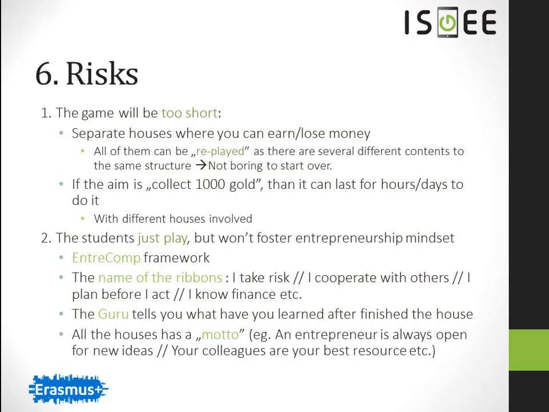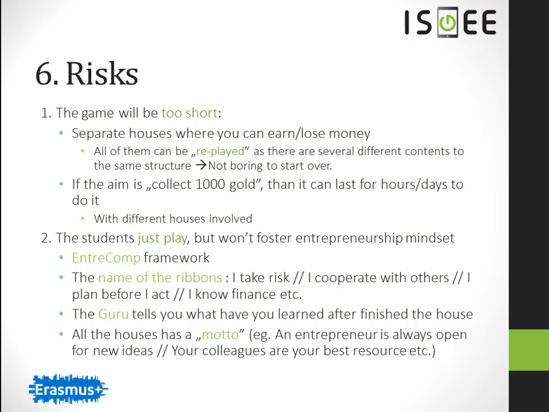There are 4 solutions that we can give to this risk. One is that we use the Entrepreneur framework, so it's really well-based on entrepreneurship. We also name the ribbons. It means that you receive feedback about how you change your mindset or what you have learned from this. For example, if you are completing the auction house, you get a ribbon which tells you that I take risk, or I cooperate with others, or I plan before I act, or I know finance. Also, at each house, there's a guru that tells you what you have learned after finishing the house.